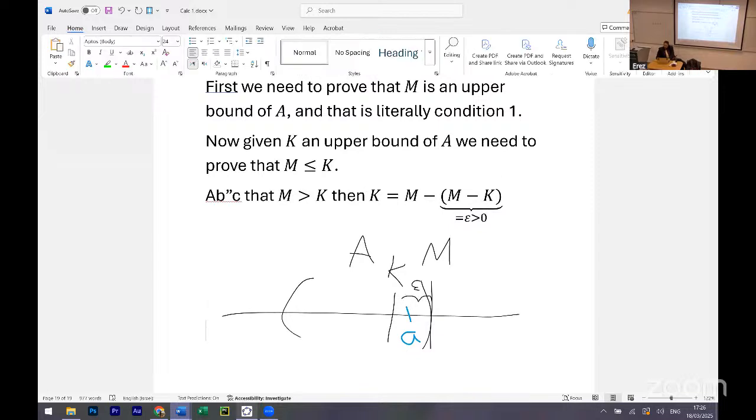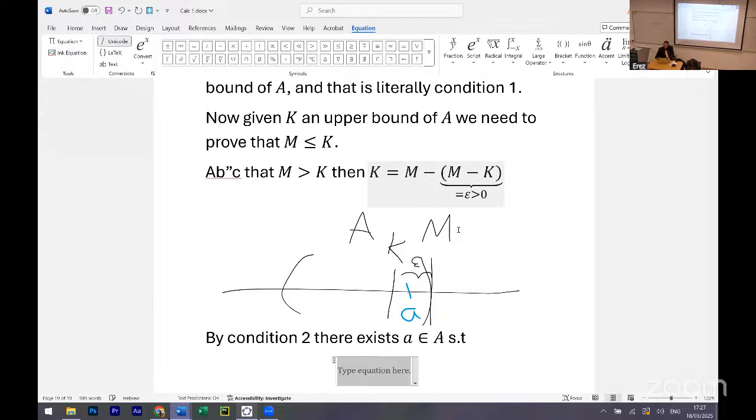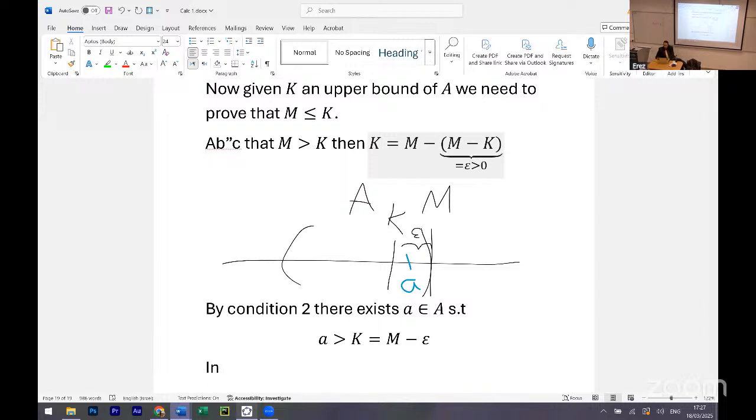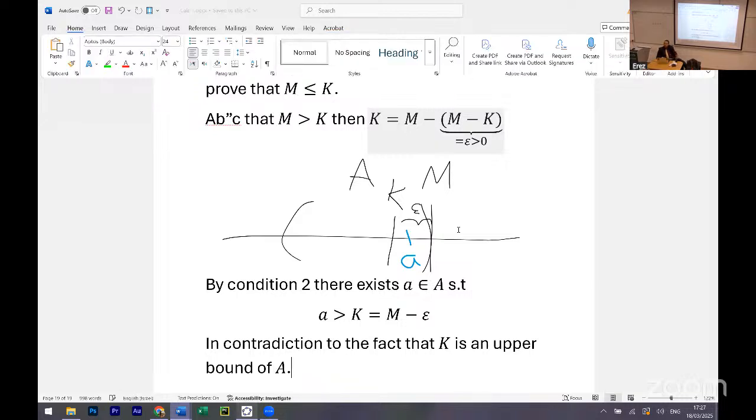By condition 2, if I'm taking M minus epsilon, there exists some A in A such that A is larger than K, which is equal to M minus epsilon, in contradiction to the fact that K is an upper bound of A. I found an element in A which is strictly larger than the upper bound. That's obviously a contradiction. Okay, so we've proven that theorem.